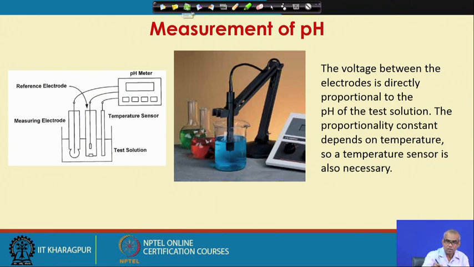So, this is how a commercially available pH meter looks. Here you basically have the combined electrodes, that means both the reference electrode and measuring electrode are inside it, as shown here. It also has a temperature indicator. The voltage between the electrodes is directly proportional to the pH of the test solution. The proportionality constant depends on temperature because of the Nernst factor temperature dependency. So, a temperature sensor is also necessary and provided with all commercially available pH meters.